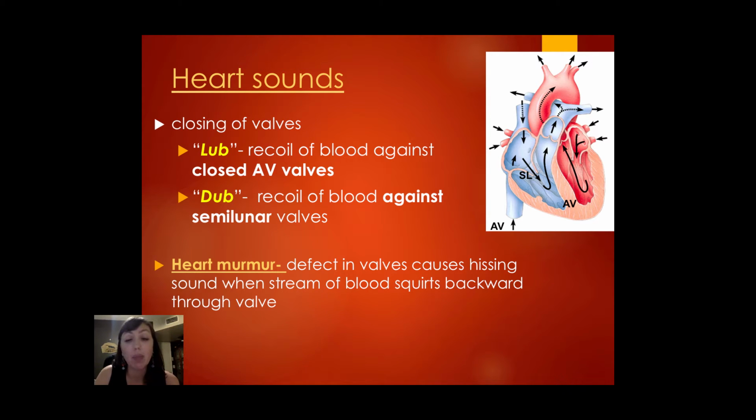Okay, and so if you have a heart murmur, this is a defect in your valves that causes a hissing sound because there's a stream of blood that's squirting backwards through the valve.